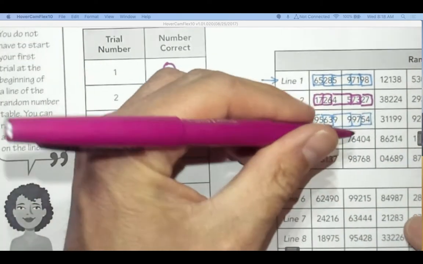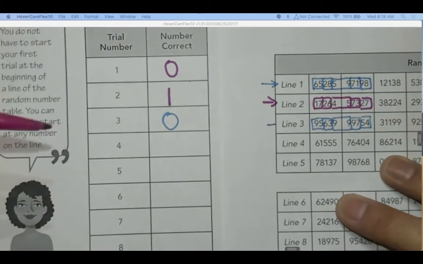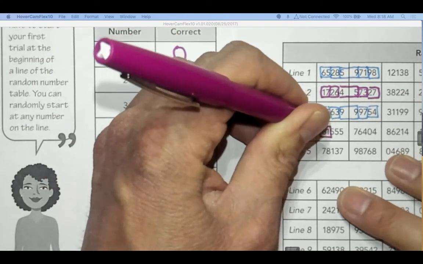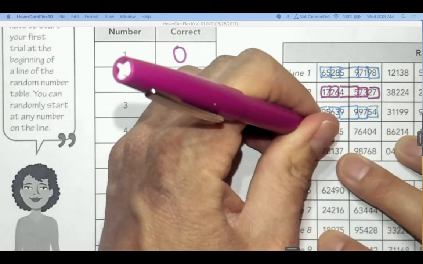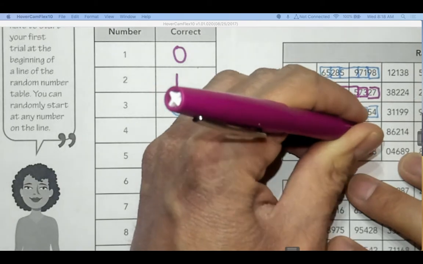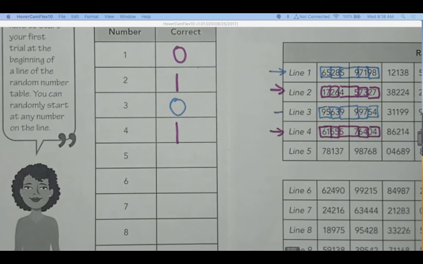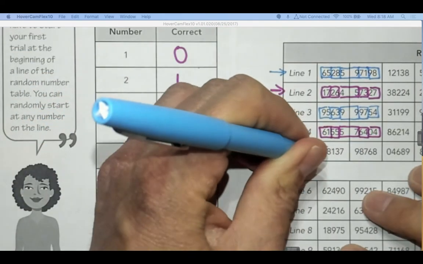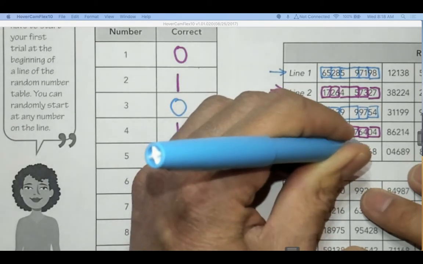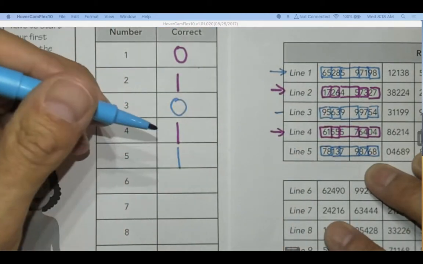Okay. You could do this separately and see how your results compare to mine, and that would be totally fine. We're just conducting simulations to try to learn about the theoretical probability of a situation. Trial 4: 55 incorrect, 57 incorrect, 64 incorrect, 4 is correct. So there'd be 1 right there. For line 5, 78 wrong, 13 correct, 79 wrong, 87 wrong, 68 wrong. There'd be 1 correct for line 5.